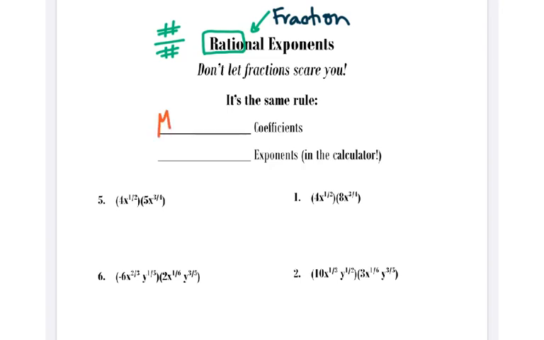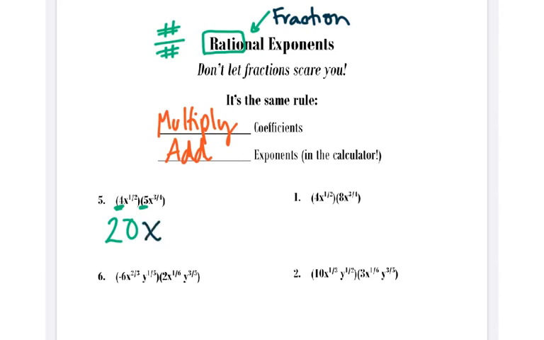So just like before, we multiply the coefficient, that is the big number. And just like before, we're going to add those exponents. But we can add them in the calculator to make it a little bit easier to deal with those fractions. So if you look at the first one, our coefficients are a 4 and a 5. 4 times 5 is 20. Then we have an x.